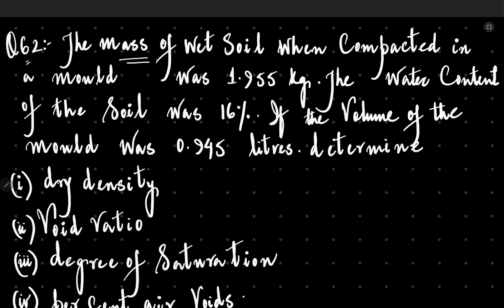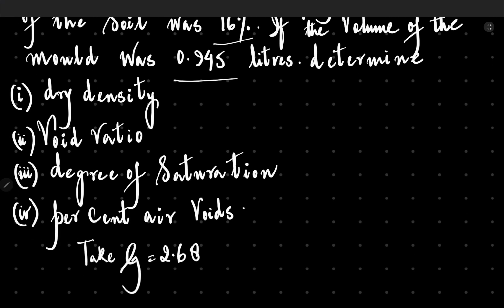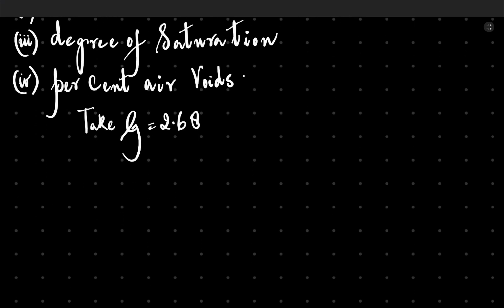Question is, the mass of wet soil when compacted in a mold was 1.955 kgs. The water content of the soil was 16%. If the volume of the mold was 0.945 liters, determine dry density, void ratio, degree of saturation, and percent air voids. Take G equal to 2.68. Alright, so let's solve this question. We're trying to solve as many numerical questions for this topic as possible.